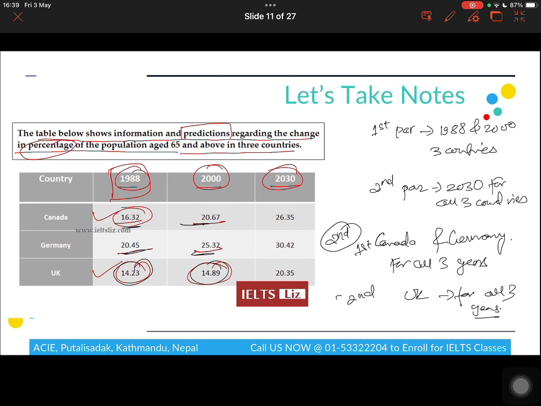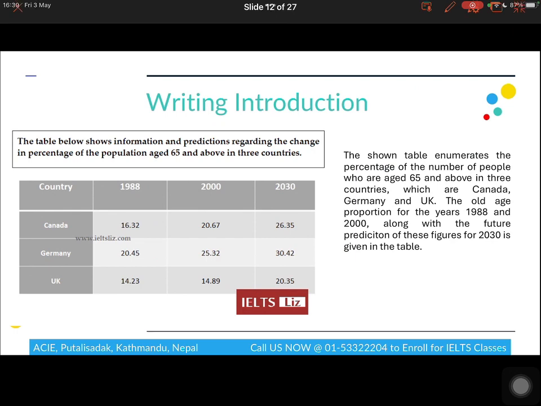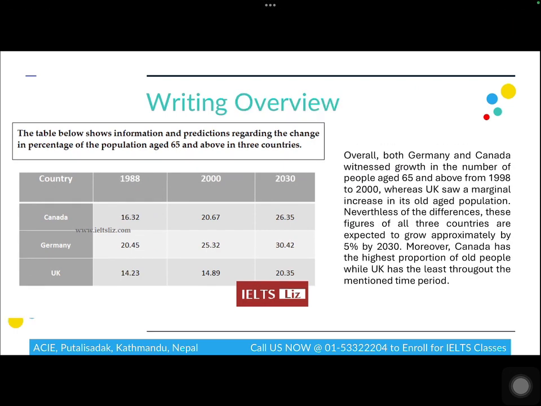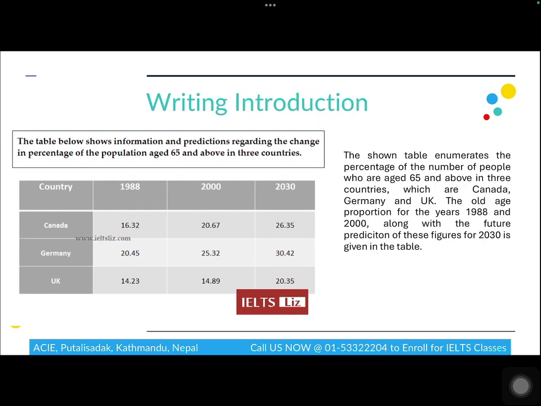So now let us look at the introduction for this question. As you can see, we have mentioned the name of the diagram, we have mentioned a verb, then we have paraphrased the question: percentage of the number of people who are age 65 and above in three countries, which are Canada, UK, and Germany. The old age proportion for the years 1988 and 2000, along with the future prediction of these figures for 2030, is given in the table.